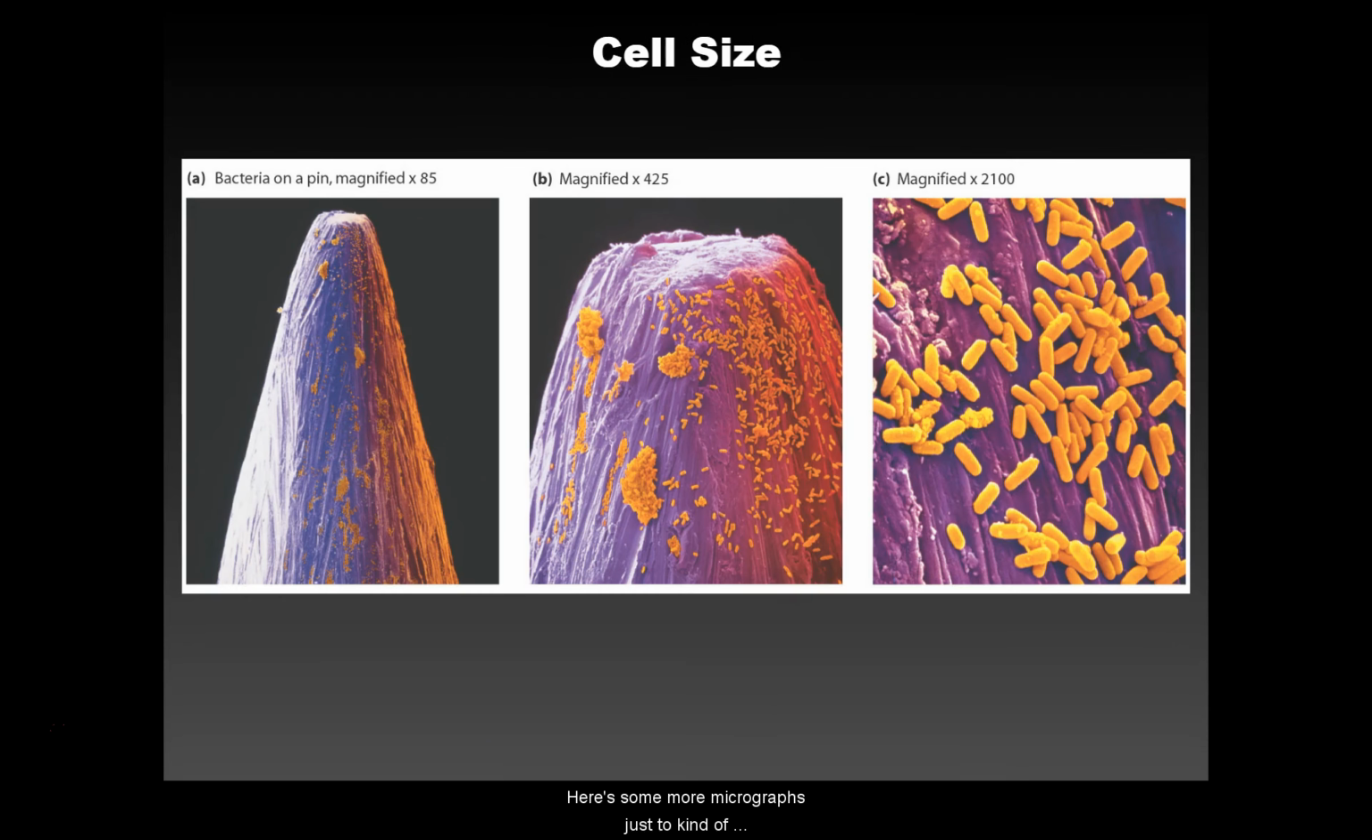So here's some more micrographs. These are actual photographs, by the way, just to give you a sense of the size of these bacterial cells. This is the head of a pen or pencil, maybe, I forget which. And this is magnified 85 times. That's even a little bit closer than the highest level of magnification that the scope you're going to be using at your desk can go.